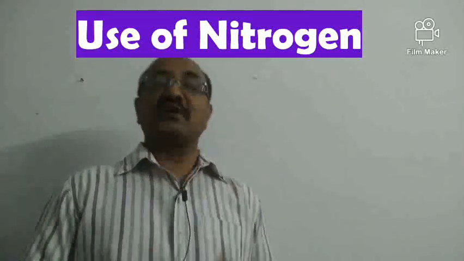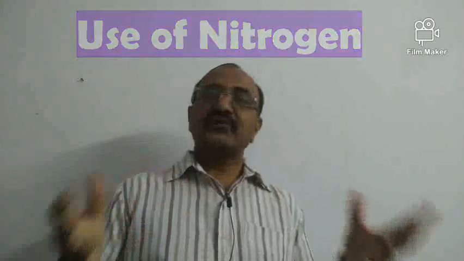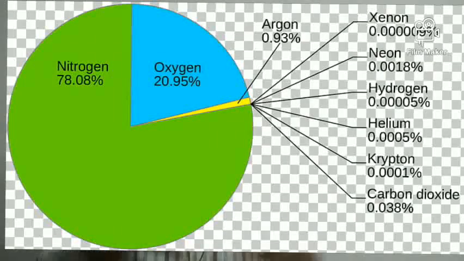Now what else? Where is this nitrogen gas used? Nitrogen gas, we think it's not that useful, but I'll tell you, children, if you see the percentage of oxygen, nitrogen and other gases, you see the nitrogen occupies the most percentage. What is the percentage of nitrogen gas in air? So it is approximately 78%.